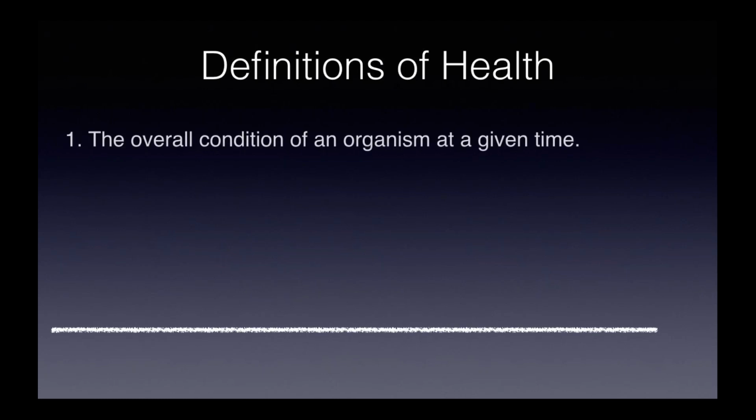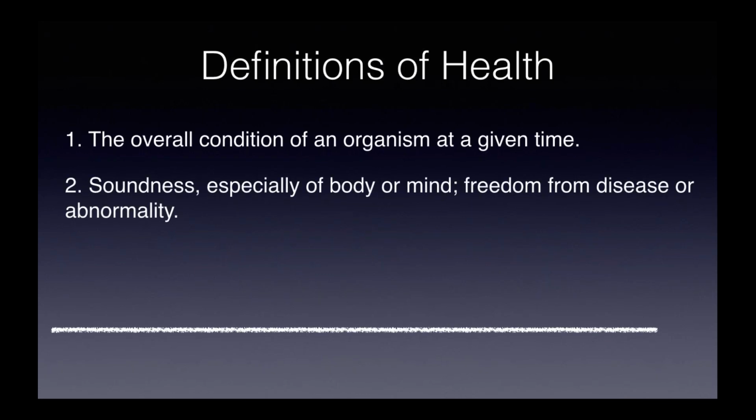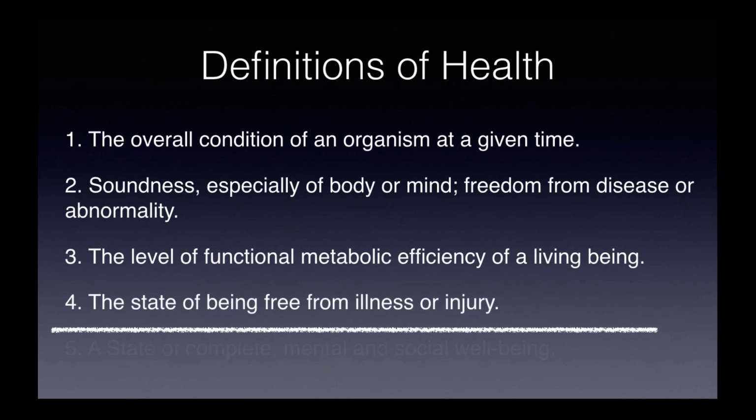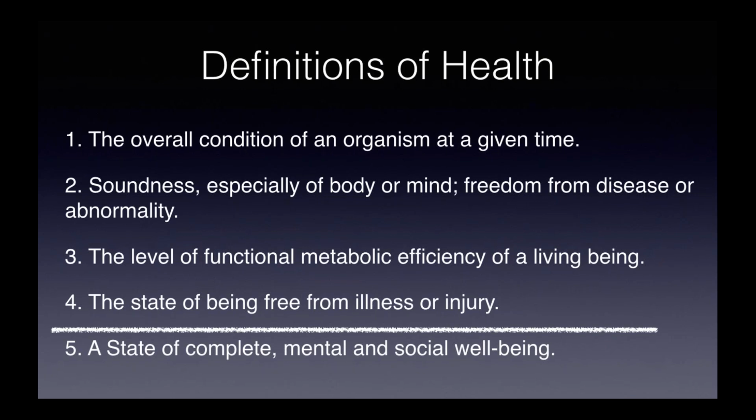There's several of them, and I've taken a few from biology textbooks and medical textbooks, and from the one from the World Health Organization. One definition of health is the overall condition of an organism at a given time. Soundness, especially of body and mind, freedom from disease or abnormality. The level of functional metabolic efficiency of a living being, or you could look at it in this way, the state of being free from illness or injury. And finally, the state of complete mental and social well-being. 1 and 3 are very much biological. That's just sort of the state of health.